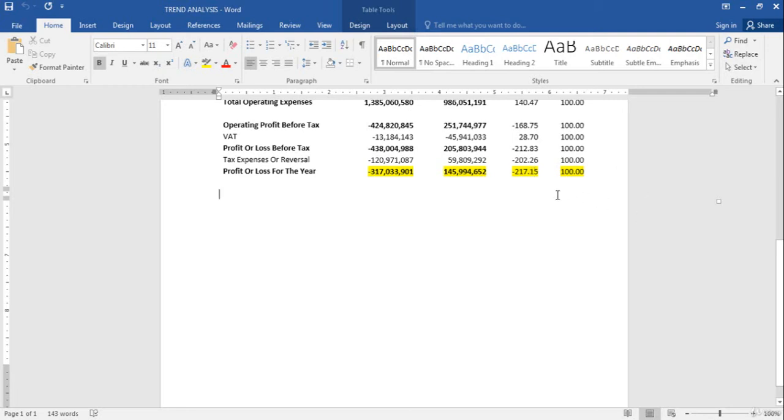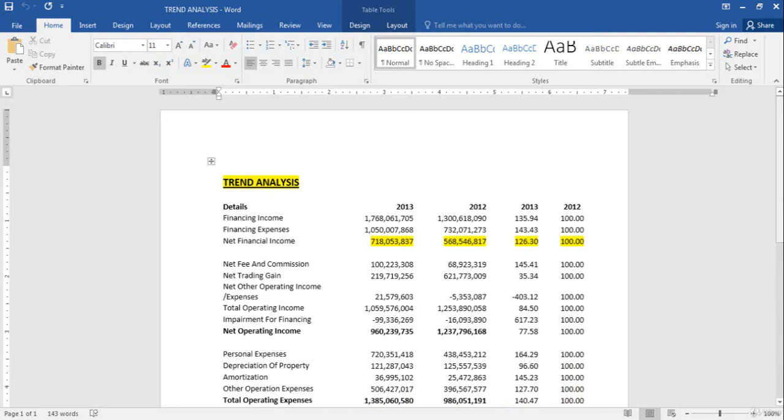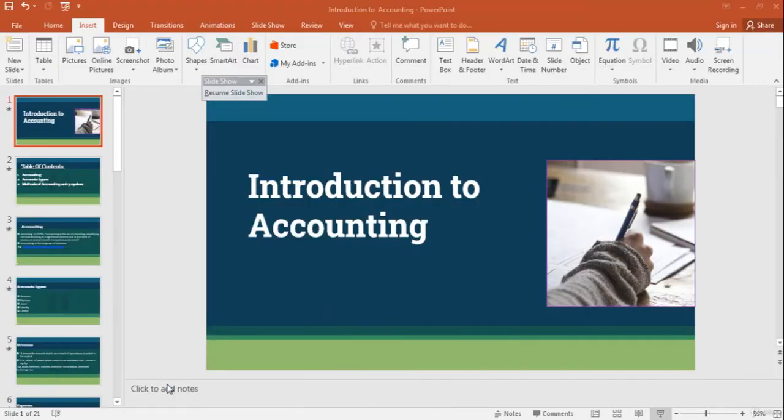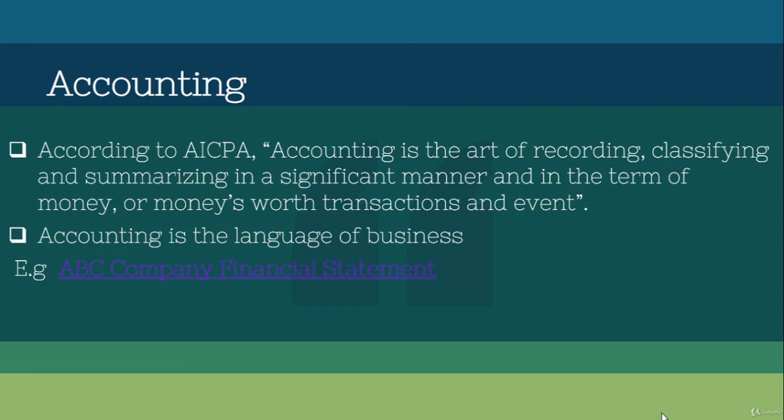So if you analyze each segment of the financial statement, especially the income statement and balance sheet, you can understand whether we need to invest or not, and we can take important decisions based on the financial statement. So that's why we say accounting is one of the business languages.